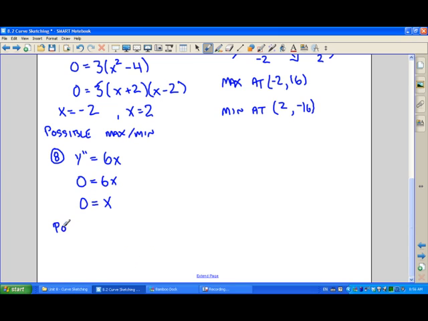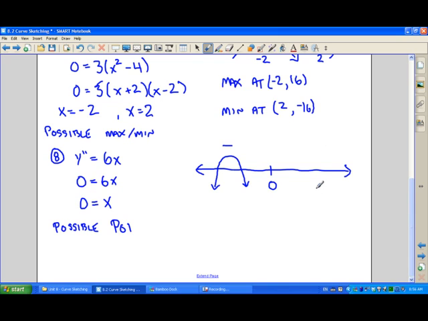So this is a possible point of inflection. Again, take this to my number line, mark my possible point of inflection on my number line, pick a value less than 0 to sub into my second derivative, so negative 1. 6 times negative 1 is negative, which means between negative infinity and 0 I have a curve that's concave down.